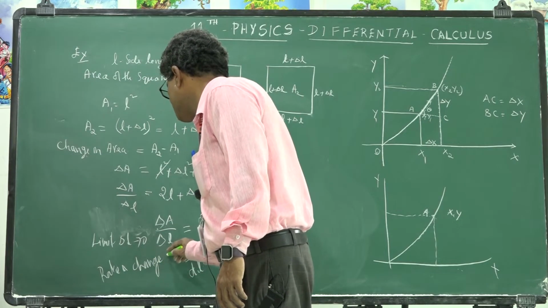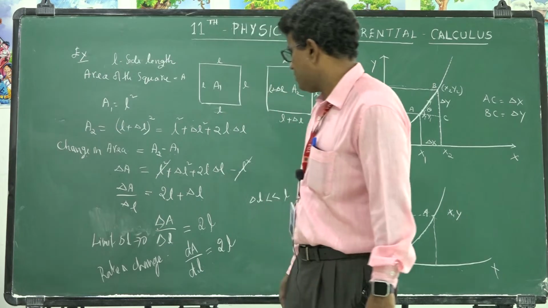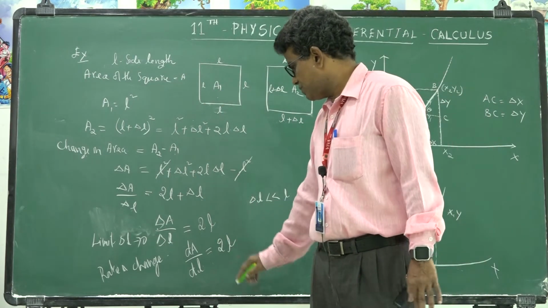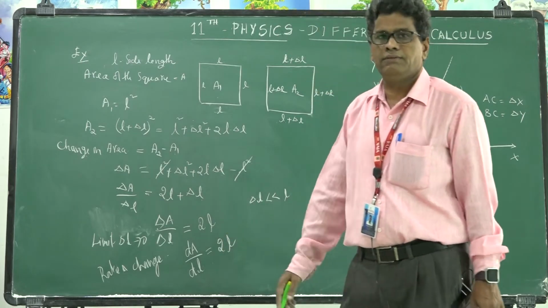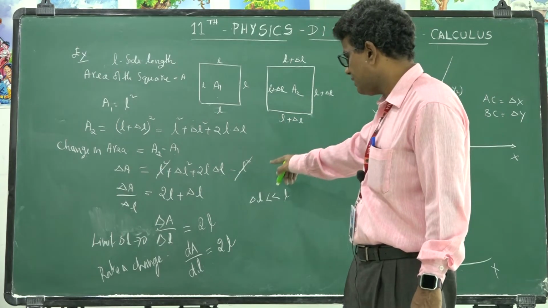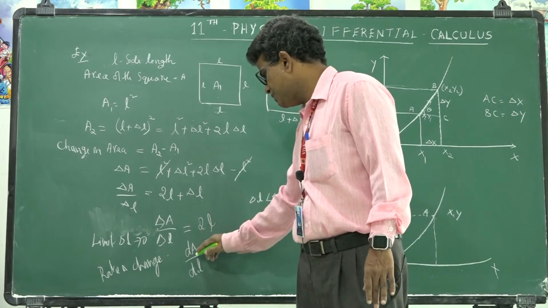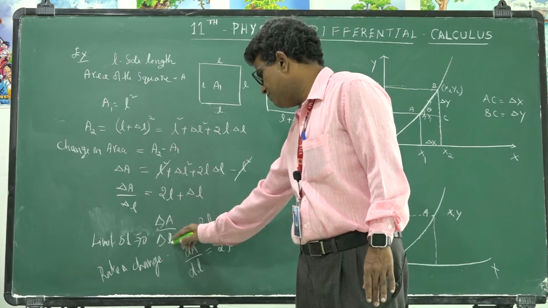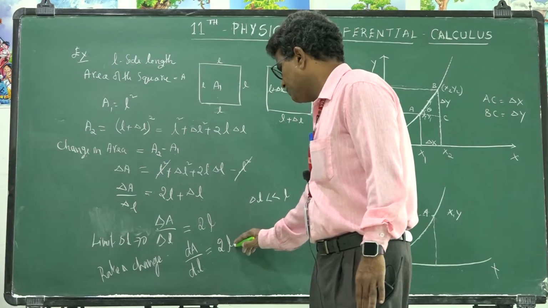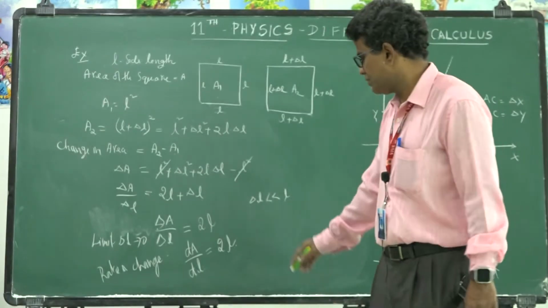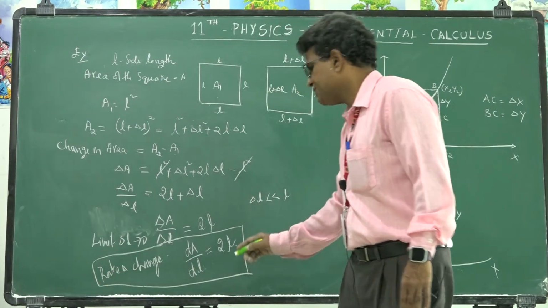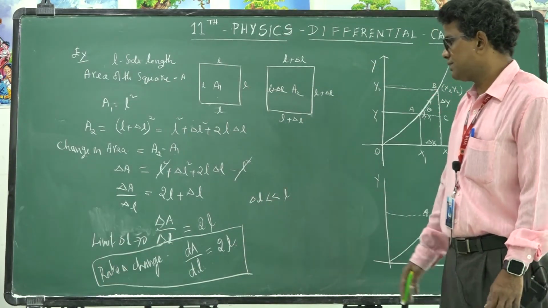Rate of change of what? Rate of change of area with respect to length. So we got the formula 2L. That means there will be a small increment delta L, and that rate of change, delta A by delta L, can be written as dA by dL, which is equal to 2L. So we got this answer. Even so, if you know the mathematical relation, we can calculate like this.